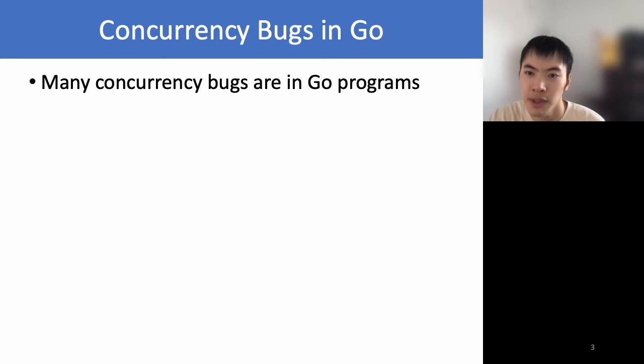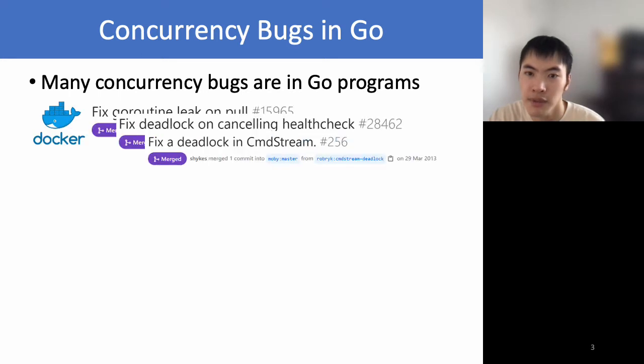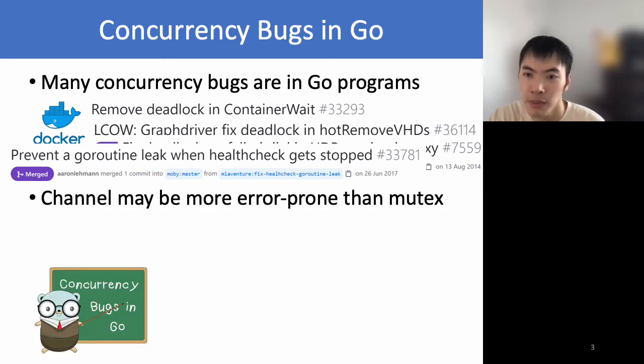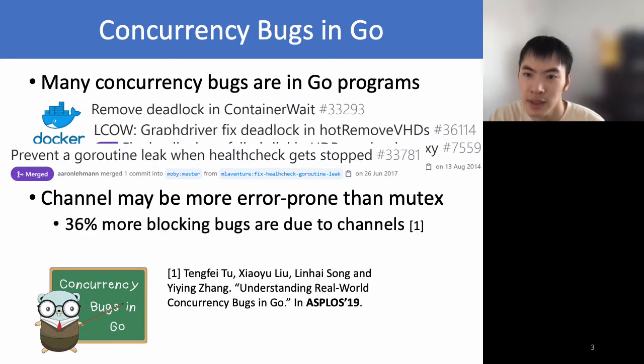Unfortunately, there are still many concurrency bugs in Go programs. For example, many concurrency bugs are found in Docker. Moreover, channels may be more error-prone than mutex. For example, a recent empirical study reports that 36% more blocking bugs are caused by misuse of channels.